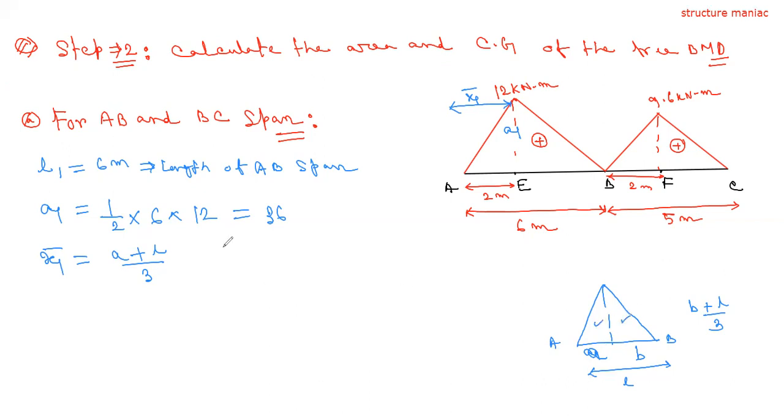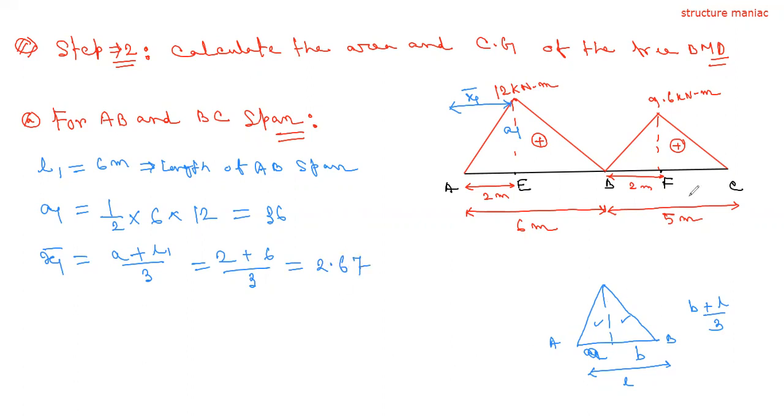So here, what is the value of A? 2 meter we know. What is the value of L here? 6 meters. Better write it down L1, because we consider span AB as L1. So 2 plus, not multiplication, 2 plus 6 by 3. That will give you 2.67.